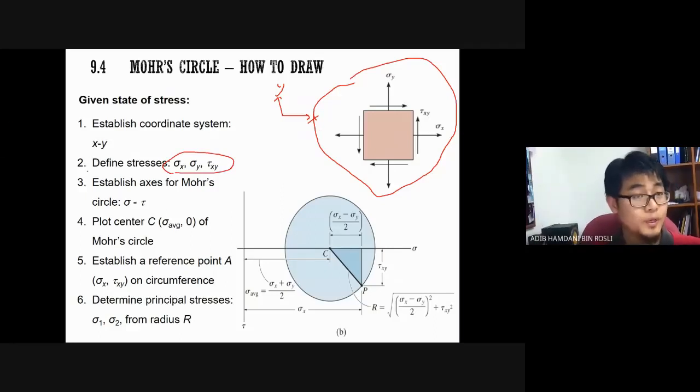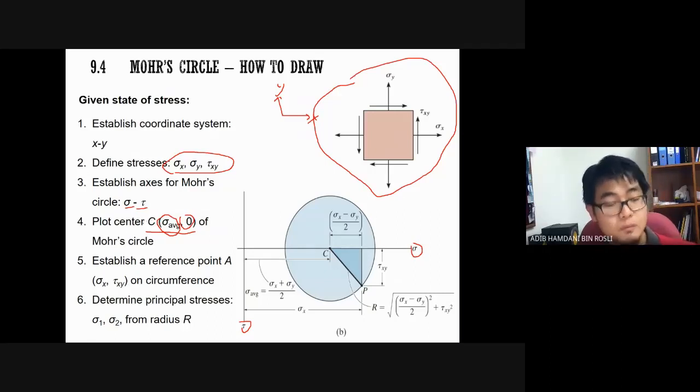And now we go to the Mohr circle, which we have to establish sigma and tau, right? Remember, positive sigma goes to the right, same as x. But positive tau goes down, not up. It goes down for positive tau, right? And then you plot the center, whose coordinate is sigma equals sigma average, tau equals 0. So this is the center, right? Sigma average is sigma x plus sigma y over 2, okay?